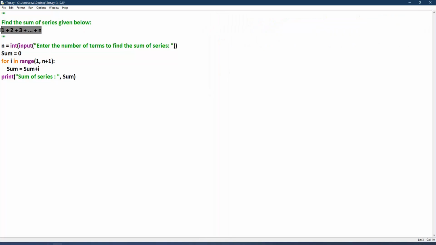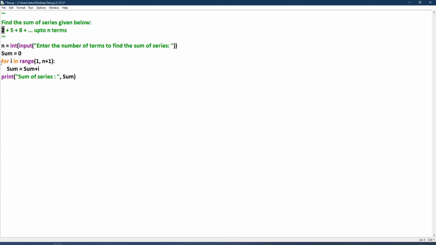Let me consider the next series here. 2 plus 5 plus 8 up to n terms. So the initial number is 2 and the next number is 5. The difference is 3 here. Again the next number 8 has the difference 3.